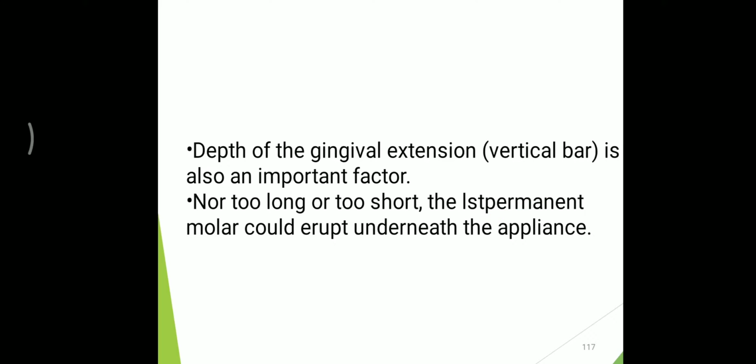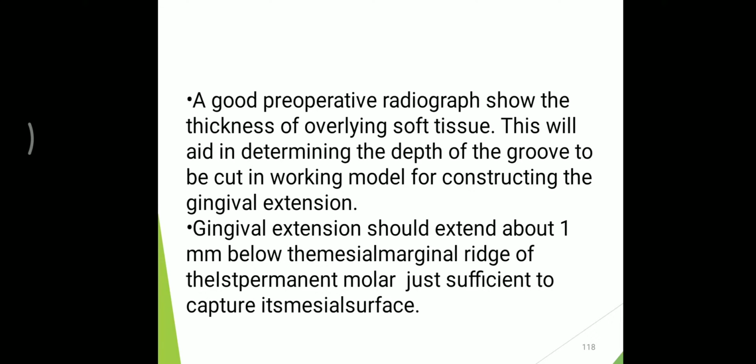The depth of the gingival extension, that is the vertical bar, is also an important factor, and should be not too long or too short, otherwise the first permanent molar could erupt underneath the appliance. A good preoperative radiograph should show the thickness of the overlying soft tissue. This will aid in determining the depth of the groove to be cut in the working model for constructing the gingival extensions. The gingival extension should extend about 1 mm below the mesial marginal ridge of the first permanent molar, just sufficient to capture its mesial surface.